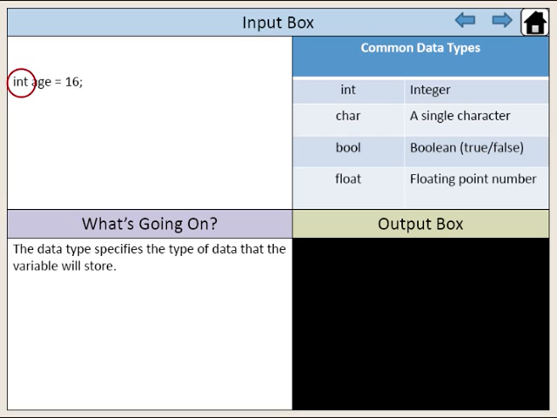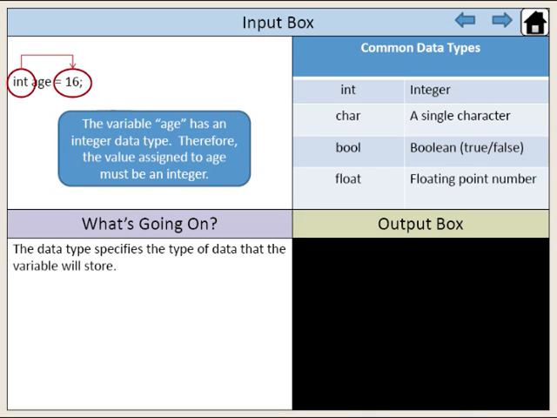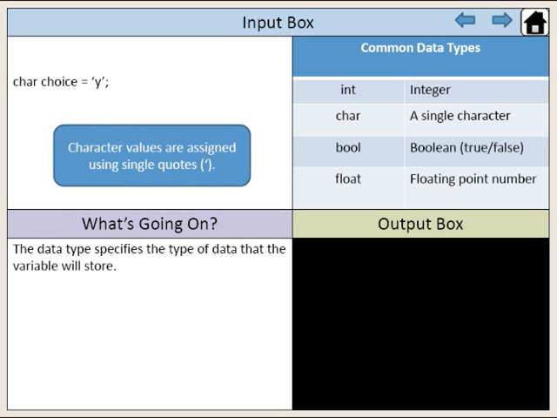The data type specifies the type of data that the variable will store. In this example, the variable age has an integer data type. Therefore, the value assigned to age must be an integer. Character values are assigned using single quotes. In this example, the variable choice is assigned the value y.